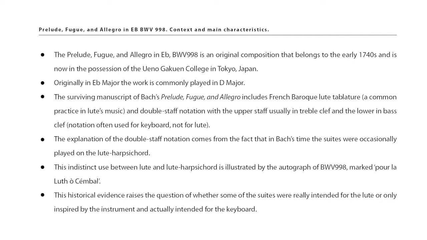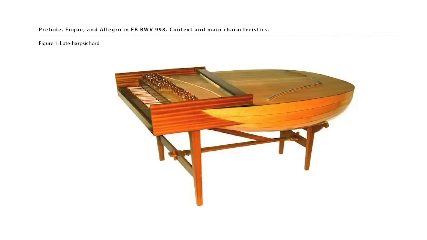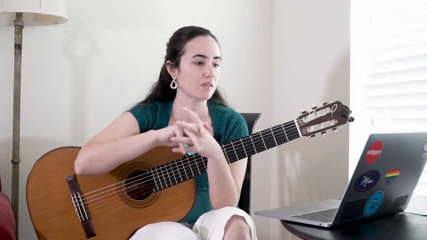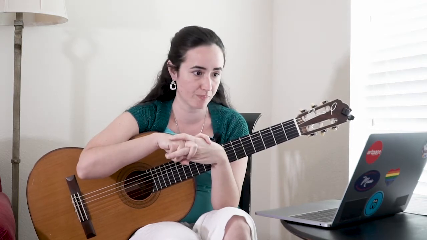This historical evidence raises the question of whether some of the suites were really intended for the lute, or only inspired by the instrument and actually intended for the keyboard. The lute harpsichord was a keyboard instrument that imitated the sound of the lute. This feature gave Bach the possibility to blend the versatility of the keyboard with the sonority of the lute. Thus, he could compose in this style without having to concern himself with the technical issues of the instrument.